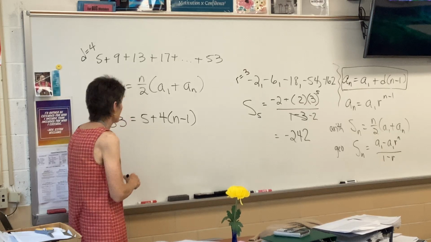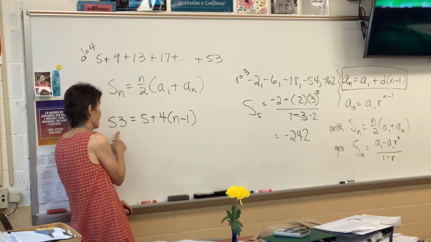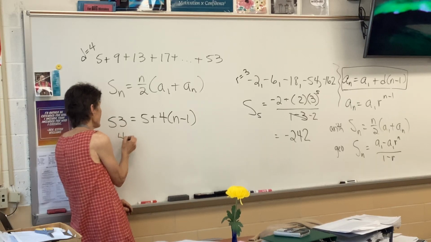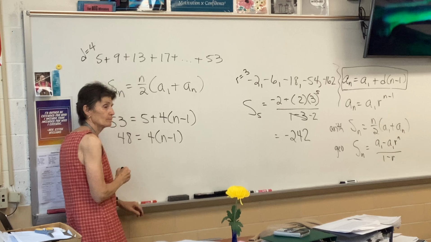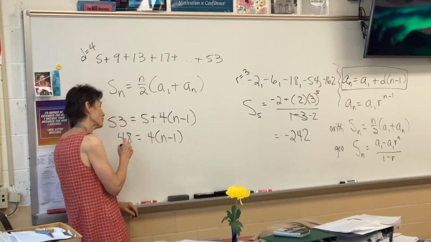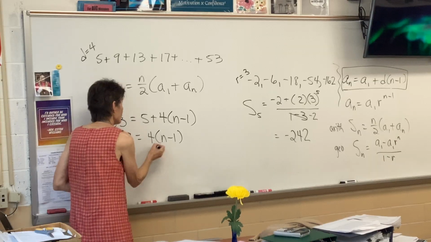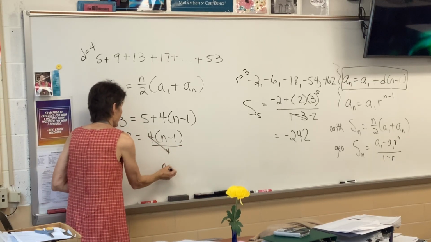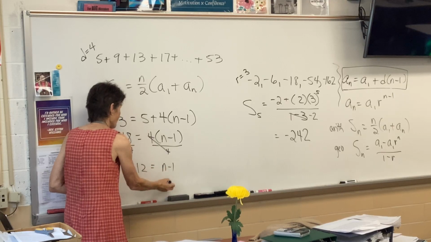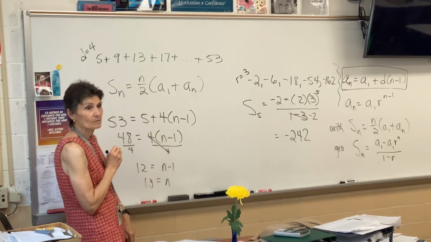Yeah. So let's subtract 5. So 48. Now you can do this a couple different ways. You could distribute, or you can just divide by 4. So n minus 1 equals 12. And how many terms do I have? 13.